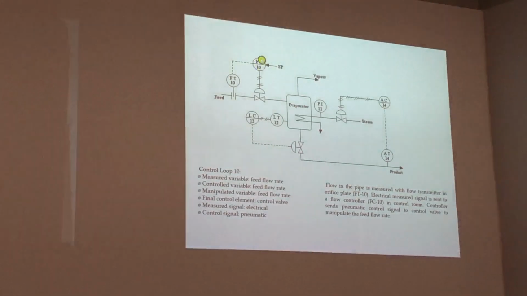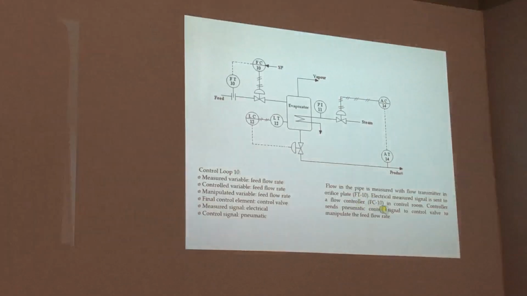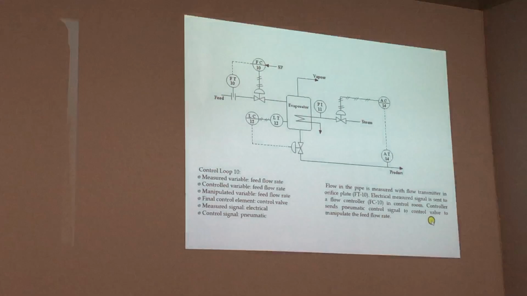And when you have a circle with a line underneath it, that means that the controller is mounted in the control room. So the keywords control room you must mention. And the controller sends what kind of signal to the final control element to manipulate what? These are the things that you need to be able to describe. Okay?